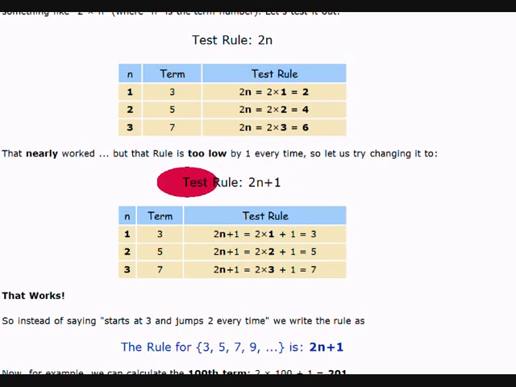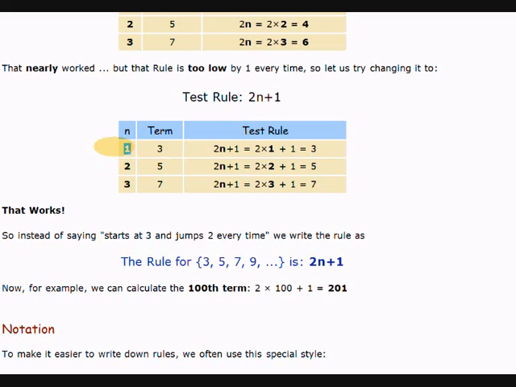So we change the test rule by adding 1: 2n plus 1. Then apply it here. The n term is the first term. The term value is 3. The first term is 3. 2n plus 1, 2 into 1 plus 1 gives 3. Now we got the term matched with the formula.